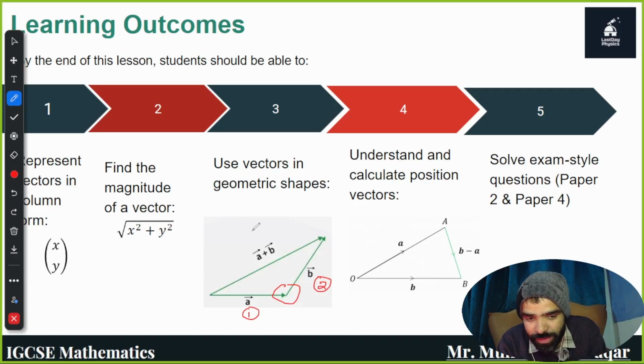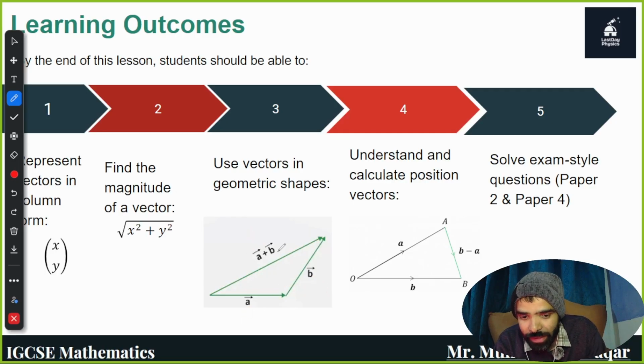That's how we draw the resultant. So this third will be drawn in such a way that it would be pointing from the first to the second, from 1 to 2, and it would be the sum of 1 and 2. 1 plus 2 means A plus B.